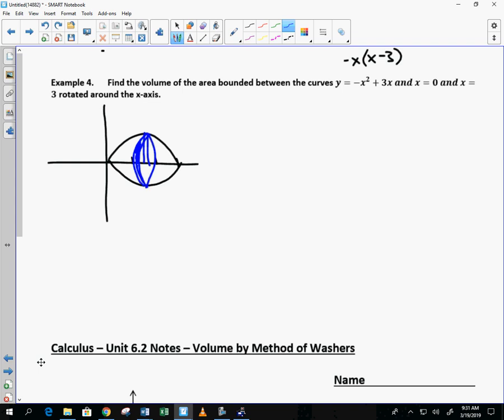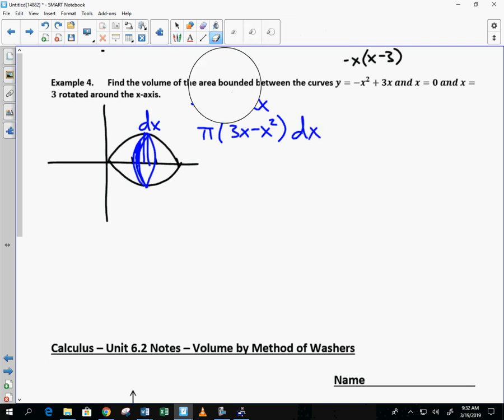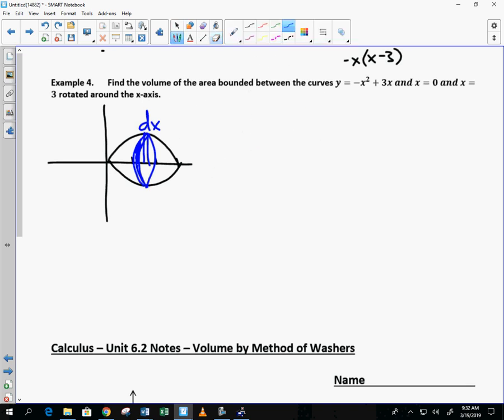dx or dy? dx. What's my formula for a disk? Pi r squared dx. What's the radius? I'm going to write it as 3x minus x squared. That's just how I like to work. Free country. Oh, also free to erase all the work that you had. Integrate from?